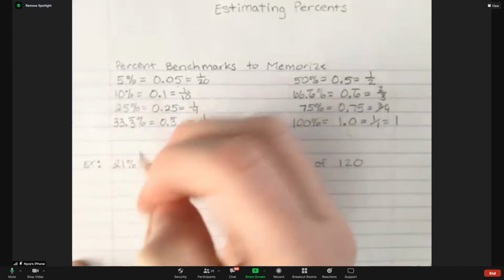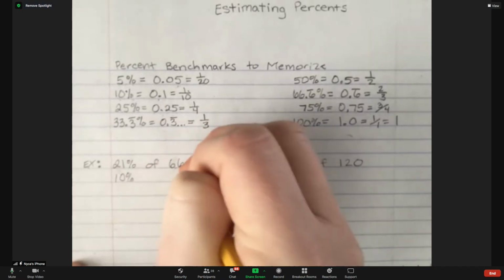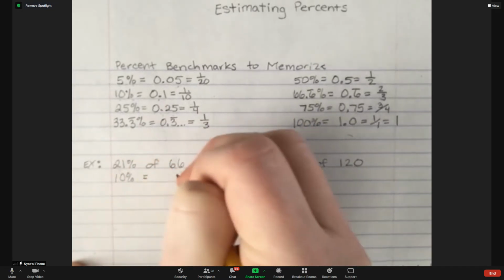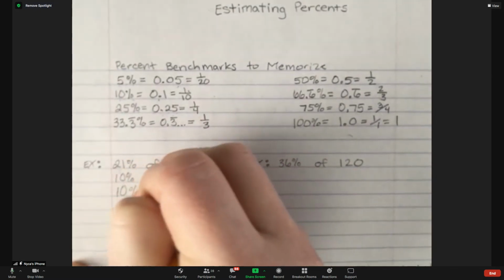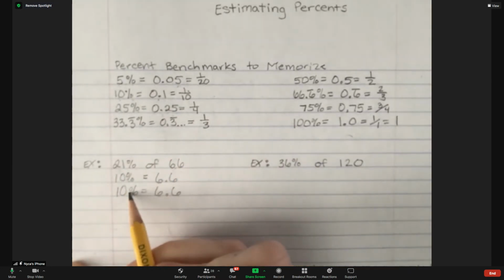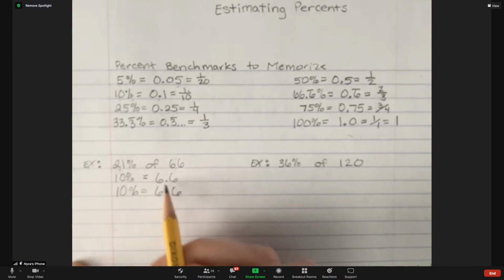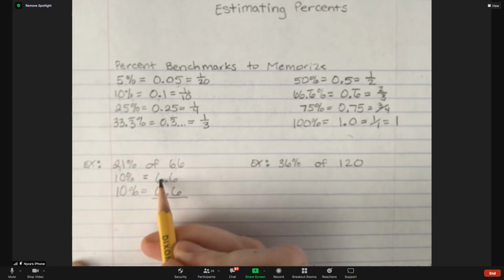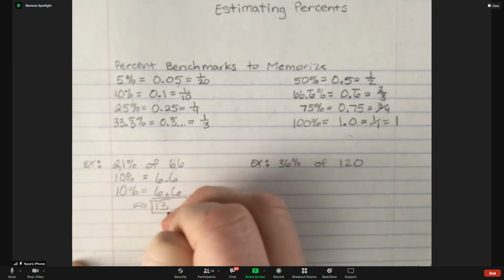Here is one way for the work. 10% of 66 is 6.6. 10% is, again, 6.6. 10% plus 10% is 20%. This is estimating, so that's pretty close. So if we're at 20%, then you just add these two numbers up. Well, 6 plus 6 is 12, and then we'll round that. So the answer is about 13.